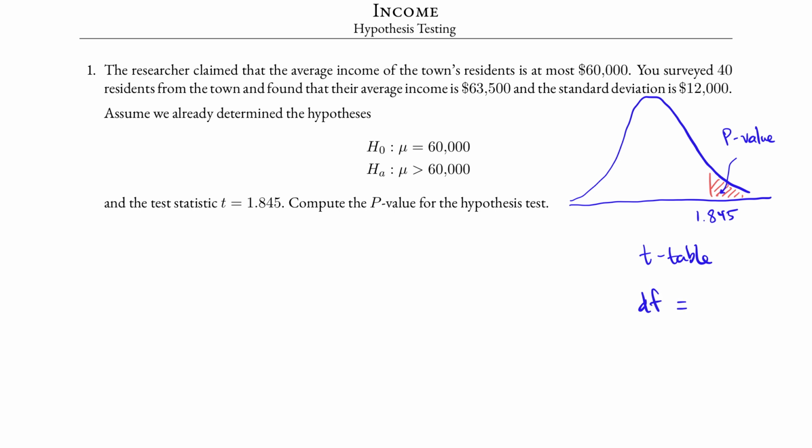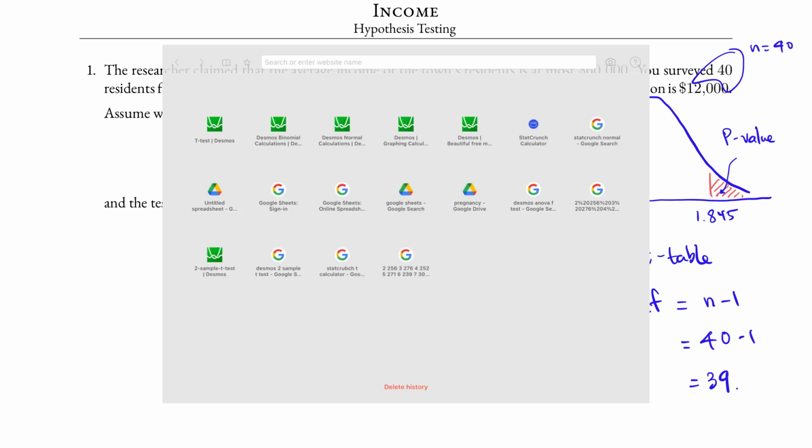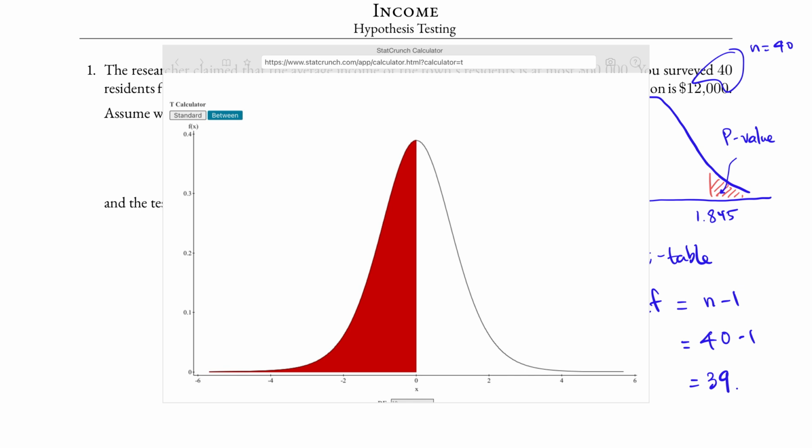The degree of freedom is always n minus 1, where n is the sample size. Here n equals 40, and so the degree of freedom is 40 minus 1, or 39. We will use technology to compute the corresponding p-value for the test statistic t. Specifically, we will use the StatCrunch t calculator.